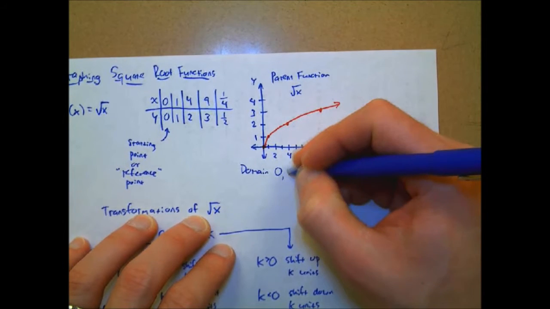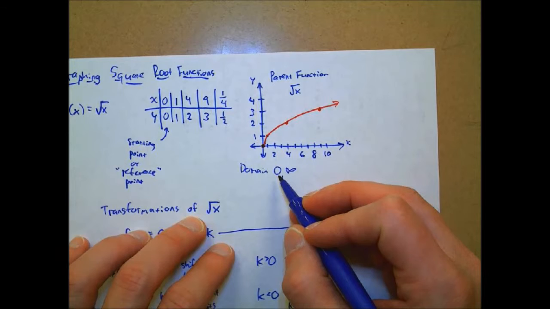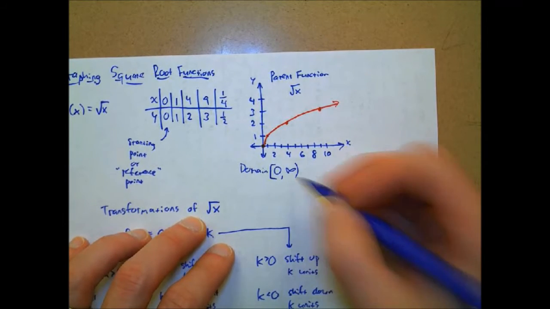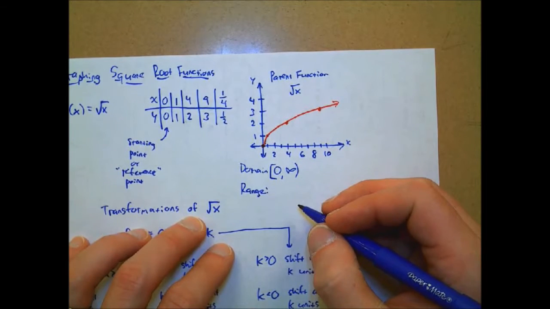Do we include the 0? Do we have a point there at 0? Yeah, so we're going to include it. And then it goes to infinity. What about the range? What's the range here? What's our lowest y value on this graph?